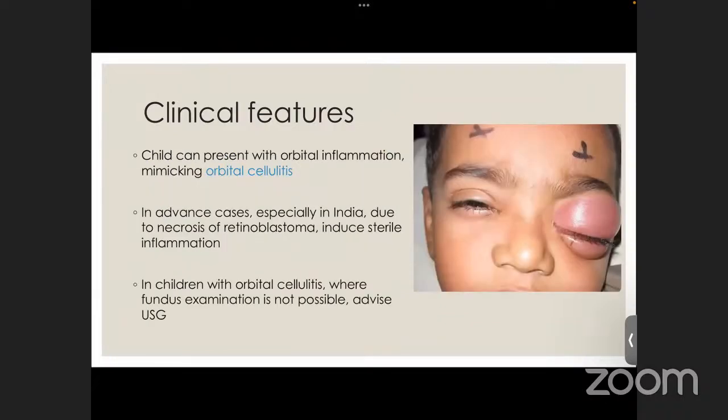Now, in advanced cases, especially in India, what happens? Retinoblastoma becomes so enlarged that it outgrows its blood supply and goes into spontaneous necrosis, which results in sterile inflammation. The child presents with orbital inflammation which mimics orbital cellulitis. So when children present with orbital cellulitis and fundus examination is not possible, it is advisable to do ultrasonography to rule out any calcific lesion of retinoblastoma.